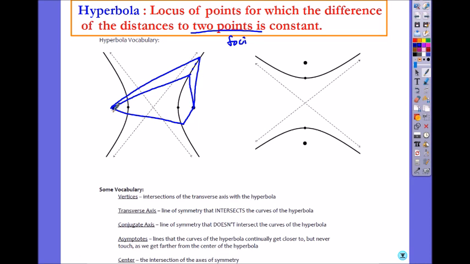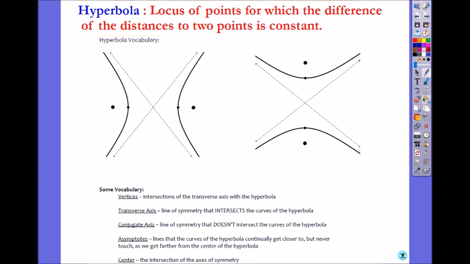So what is the vertex? Vertices. You get only 2 vertices. There's no major or minor. There's only 2 vertices, which will be the vertex of each branch of the hyperbola. So this is a vertex, and that's a vertex.